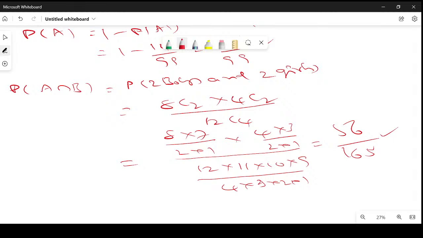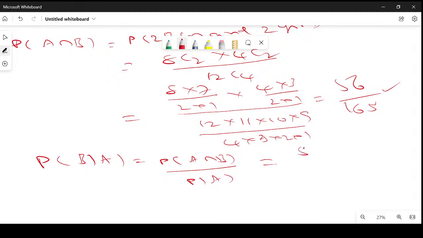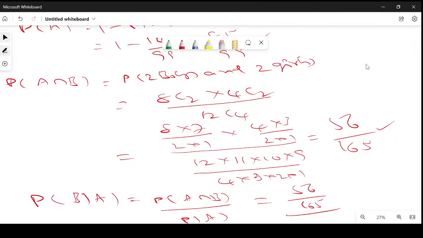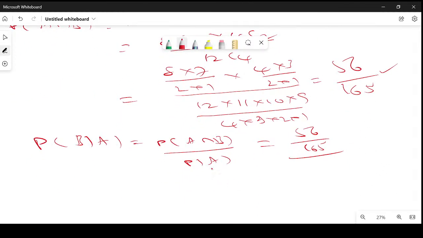Now we want P of B by A. So when I talk P of B by A, I know the values now. This is the required P of B by A equal to P of A intersection B by P of A. We know that 56 by 165 by P of A. We have got it in the previous one. What is P of A value? P of A is 85 by 99.